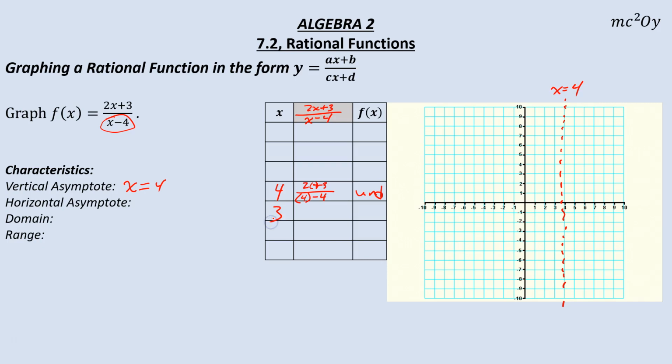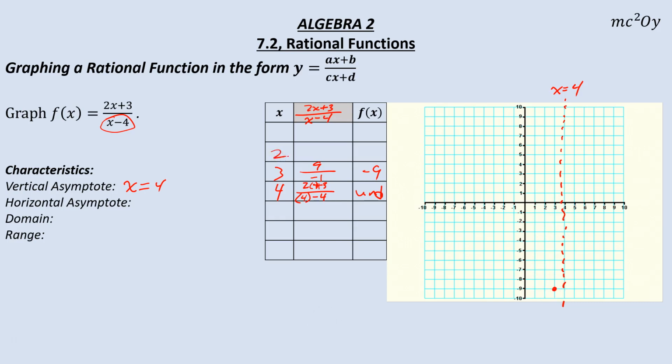Now if I put 3 in, I get 2 times 3, which is 6, plus 3, which is 9. Excuse me, I put the 3 on the wrong side. That's ridiculous. Unbelievable. What a rookie mistake. Well, let's go ahead and calculate. That's 9. And then I'd have 3 minus 4, which would be negative 1, so I'd have negative 9. So at 3, I'm at negative 9.